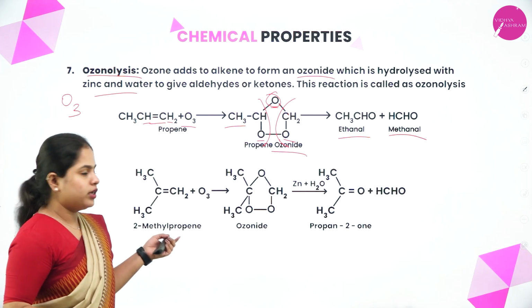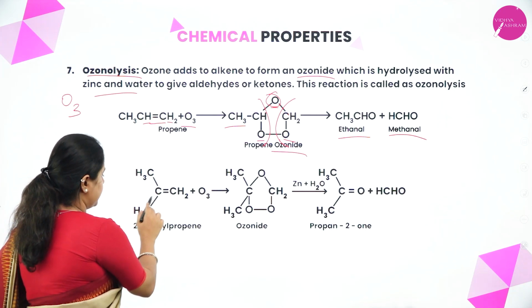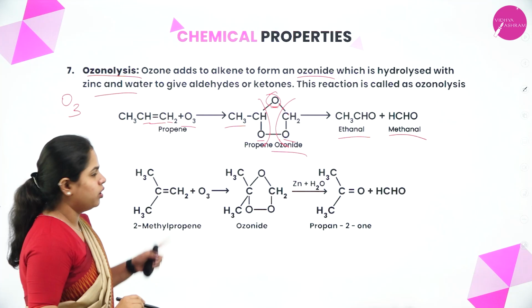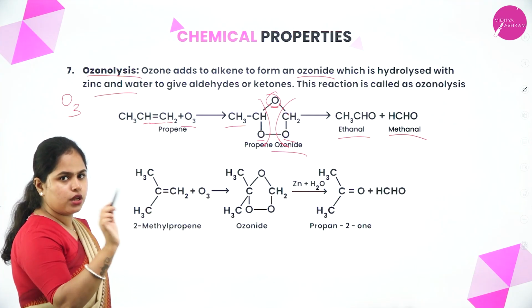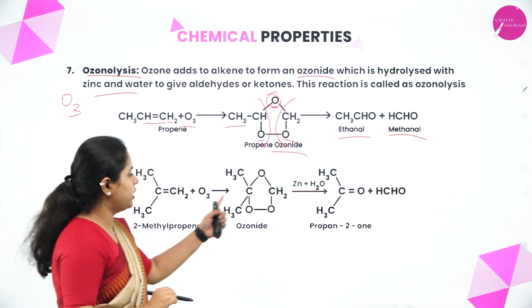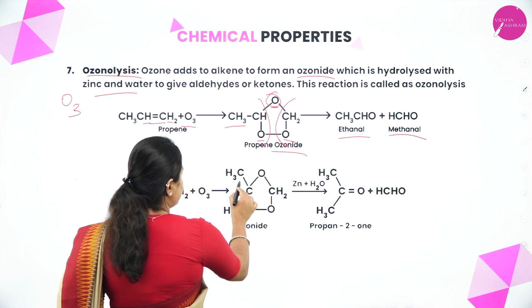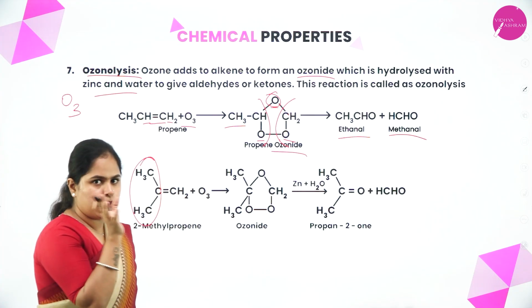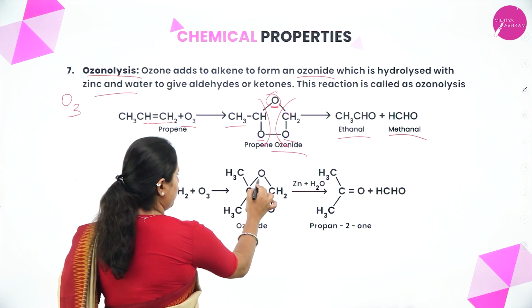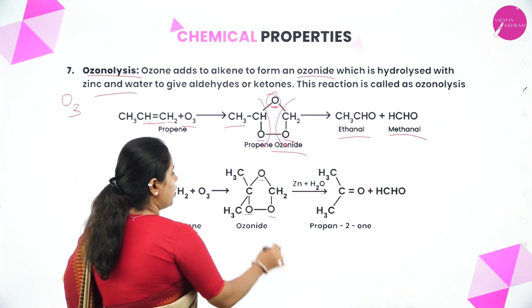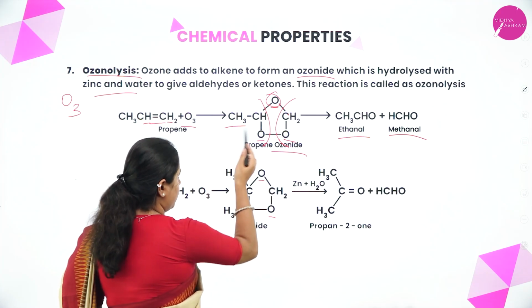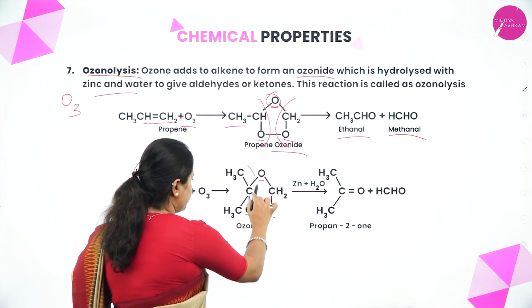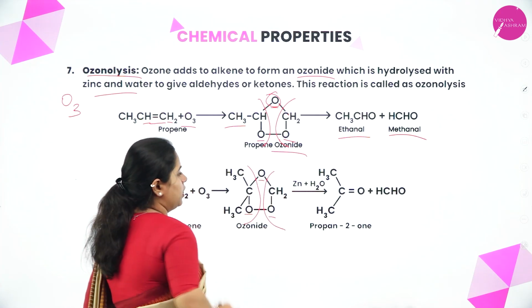So let's take one more example, CH3 and double bond CH2. So as you can see the double bond here, to which the 3 atoms of oxygen will be added, and you will get the ozonide. As you can see this part will still remain the same, and across this double bond the 3 atoms of oxygen will be added, 1, 2 and 3. Now what happens, as we have done in the previous example, this part will be broken.